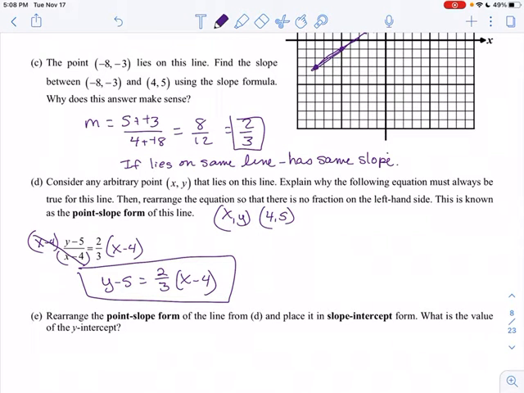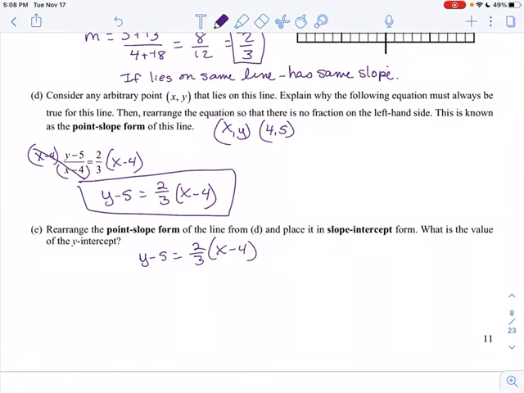All right, and then they want me to rearrange it and place it in slope-intercept form. So I'm going to take it exactly how I have it right here, but I'm going to distribute that 2/3 to everything inside the parentheses. 2/3 times x is 2/3 x. 2/3 times -4 is -8/3. And I'm trying to get y by itself, so I have to add 5. Whatever you do to one side, you have to do to the other side.